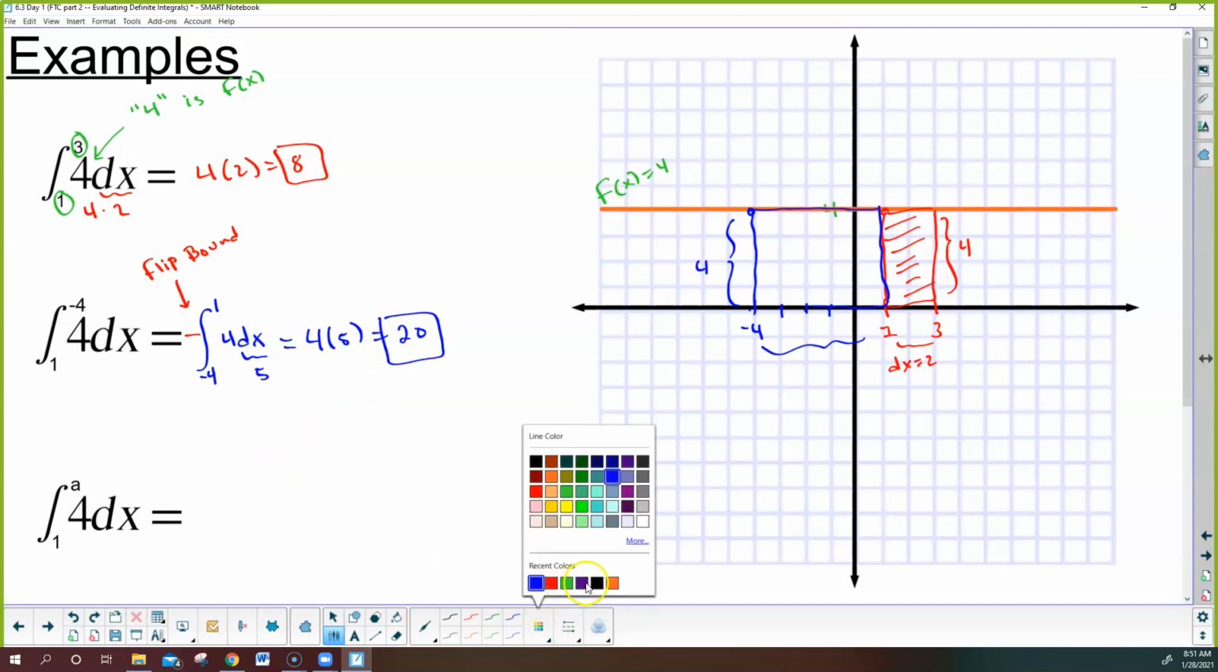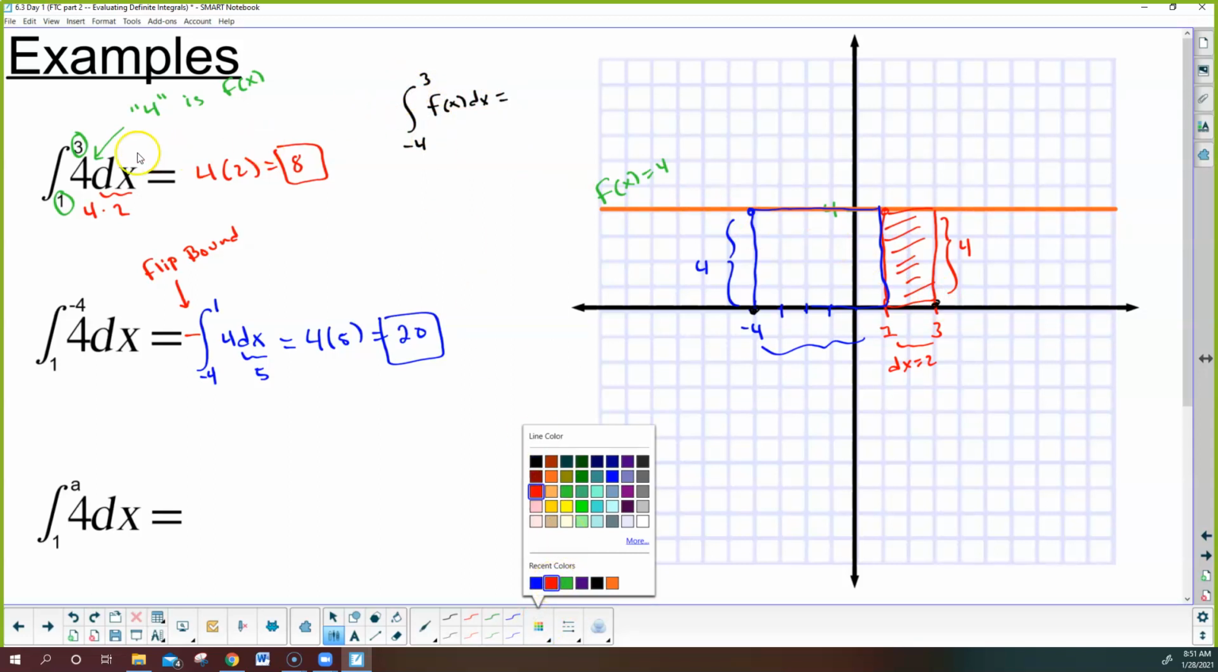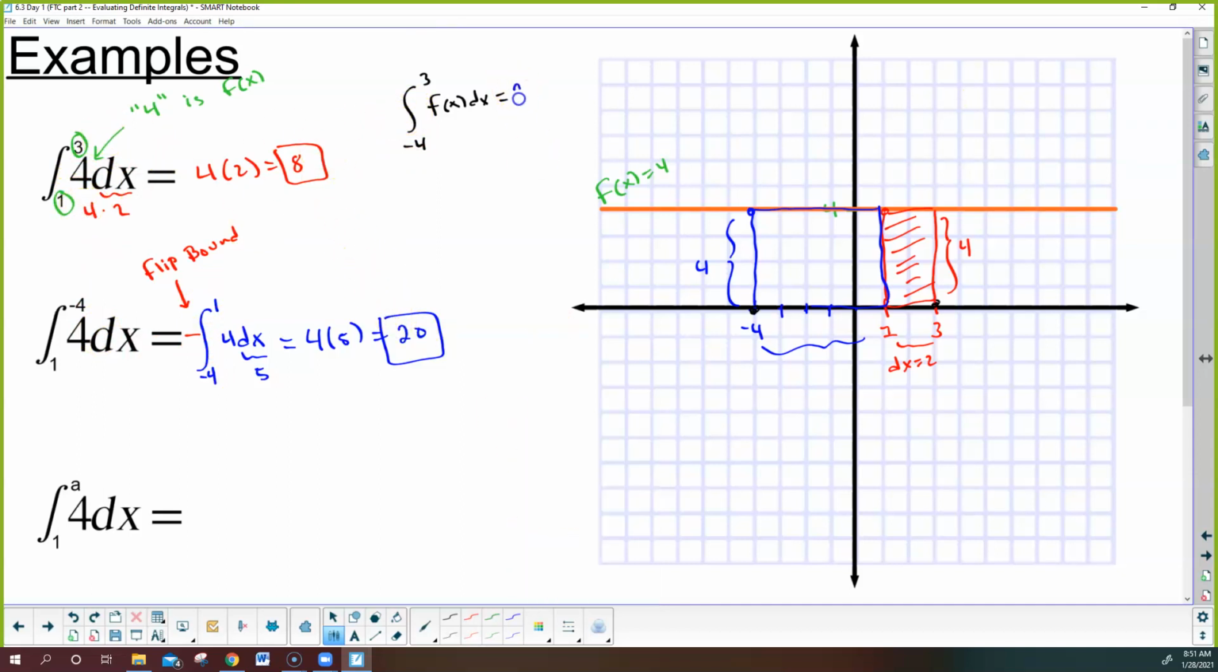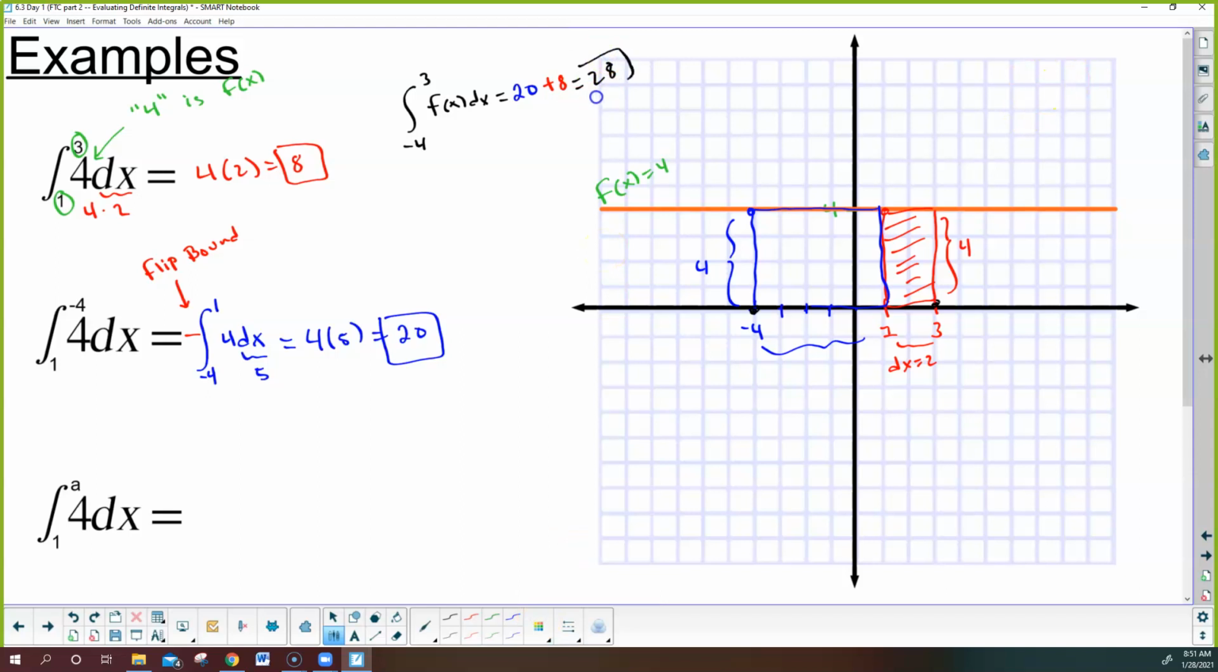Now, we technically also know the area from -4 to 3. I can do that without doing any extra work, because it's the interval from -4 to 1 and then from 1 to 3. So it's these two pieces added together. It's the 20 that we had from before, and the 8 that we had in the first one. And then our answer would be 28.